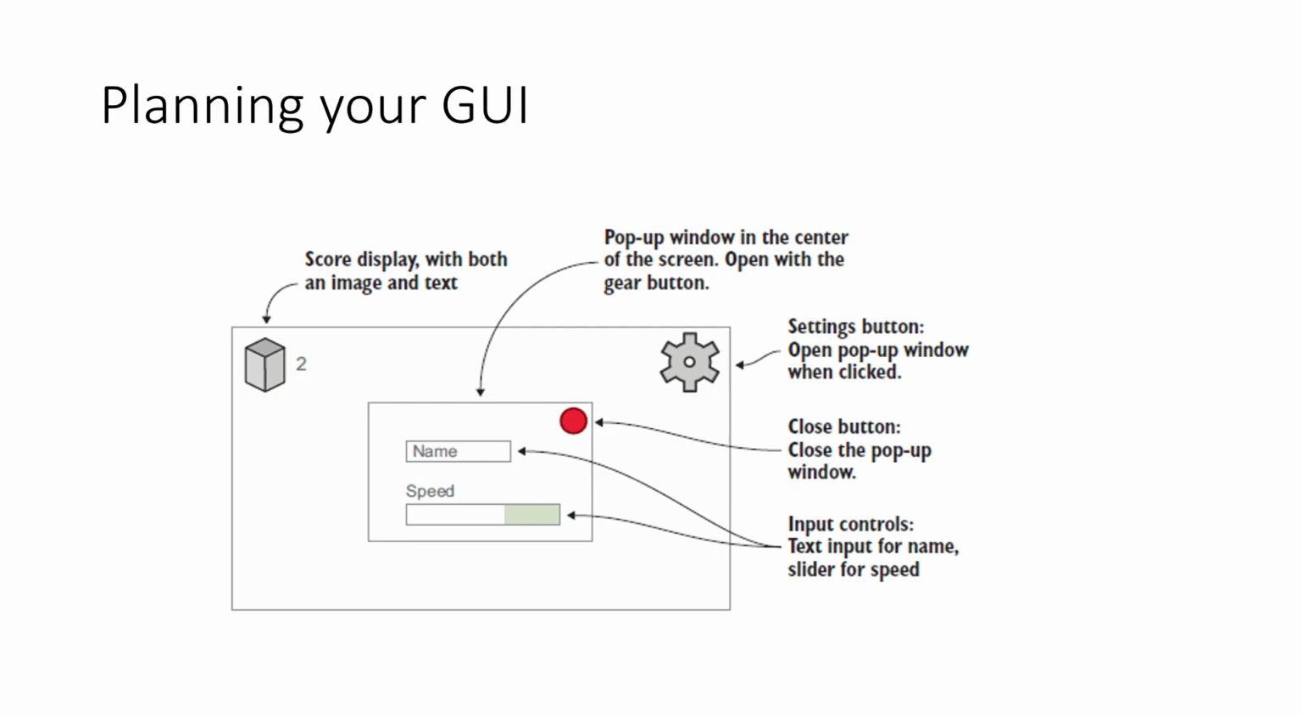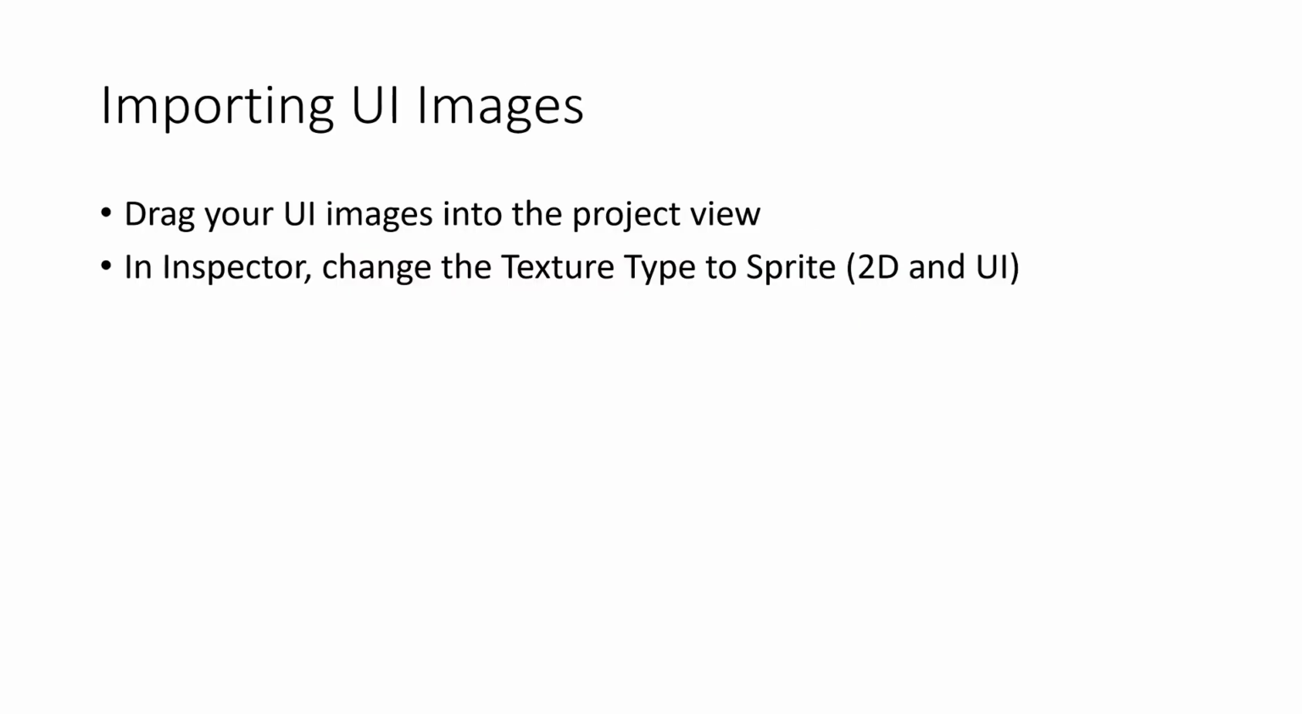Mostly these things are going to be used for informational displays like you see here. We have a score with an image and text. We have a pop-up window that opens if you click the gear button. Here's going to be the close button in a pop-up window. And we're going to have input controls, a text input for name, and a slider for speed. This is our GUI plan, and we usually do this on paper somewhere so we can figure out what we want things to look like for our game. And remember, this is going to be overlaid on top of the game world, so you want to design it so that you don't put GUI elements on top of what the player's really looking at. It needs to be sort of unobtrusive.